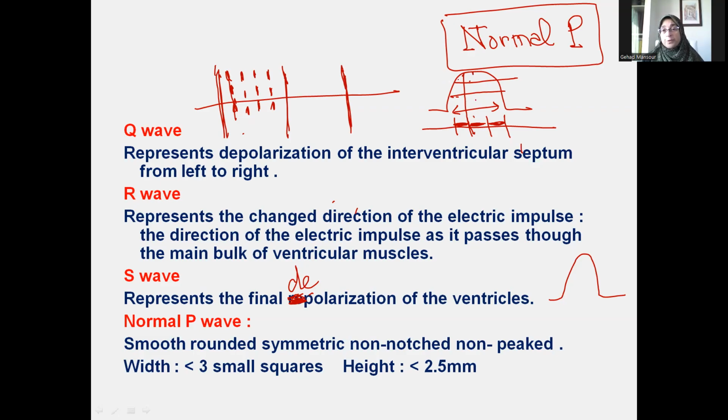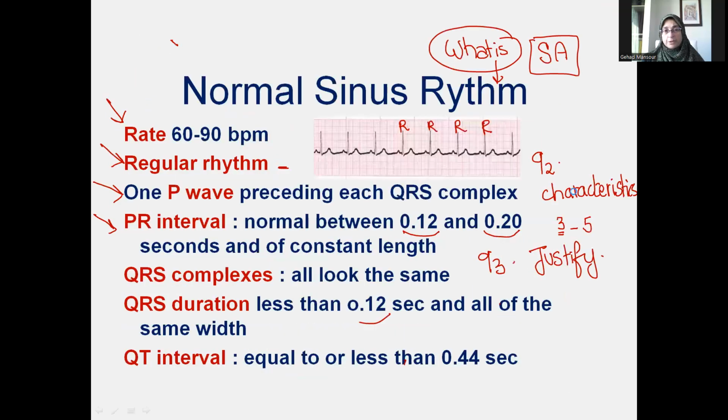Sometimes the P wave is notched like this, and similarly, you just have to know that this is not a normal P wave, because a normal P wave should be rounded, should be smooth, should not be peaked, should not have a height more than 2.5 and a width more than 3 millimeters.